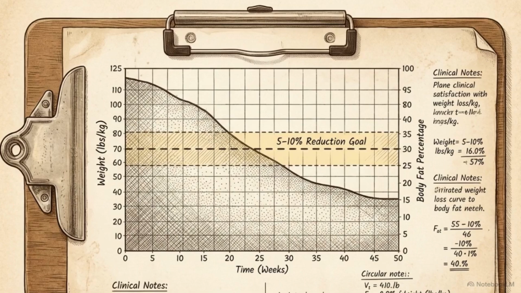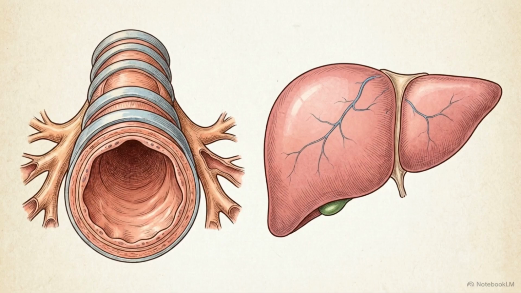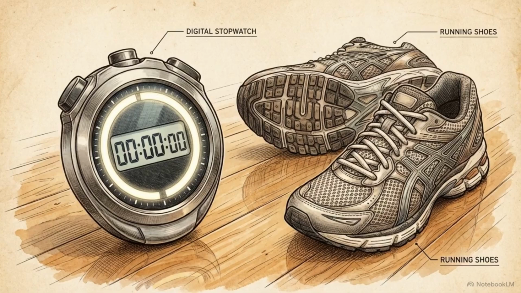The initial clinical target for treating obesity does not require total weight normalization. A weight loss of just 5 to 10% drastically improves insulin sensitivity, lowers blood pressure, and lessens the severity of conditions like obstructive sleep apnea and steatotic liver disease. Management begins with lifestyle modifications, a diet utilizing low glycemic foods, high fiber, and lean protein, paired with 300 to 360 minutes of physical activity per week for weight maintenance.